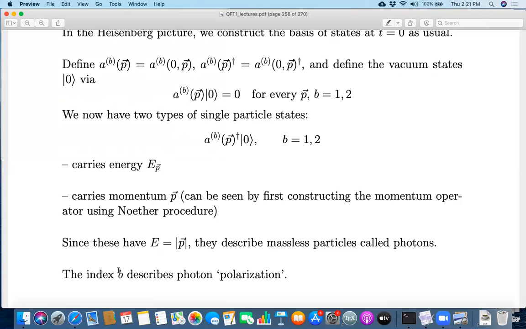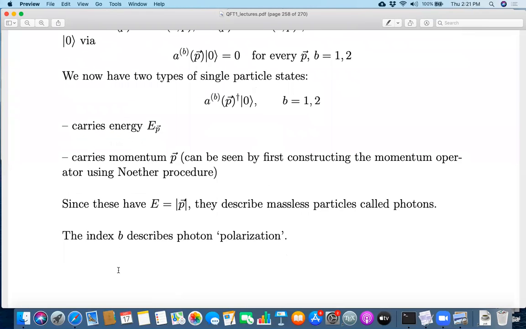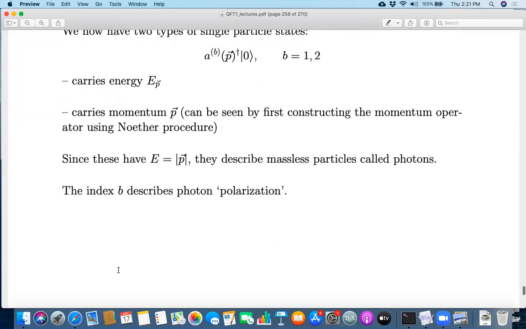And from this interpretation, it's also clear that if you rotate along the axis of motion of the photon, then that rotation basically mixes these two different kinds of polarizations. It transforms one polarization into another polarization. Okay, so if there are no other questions, I'll proceed.